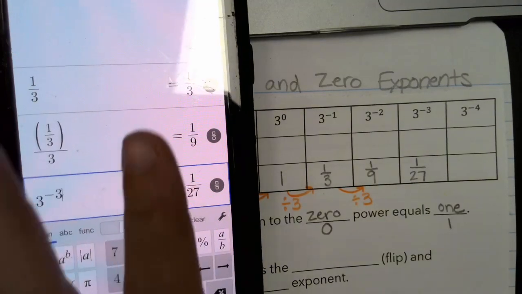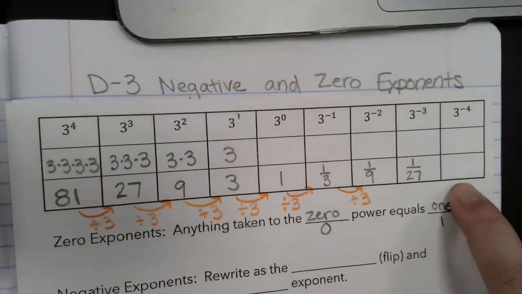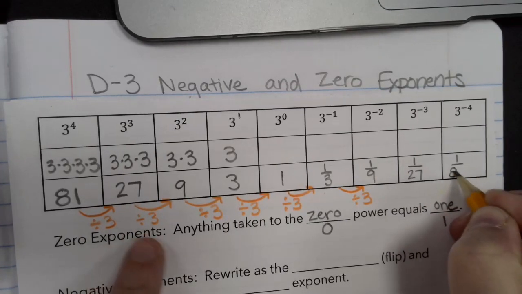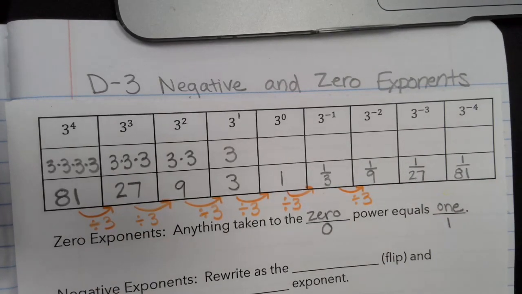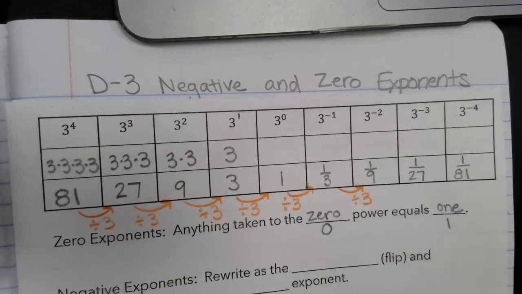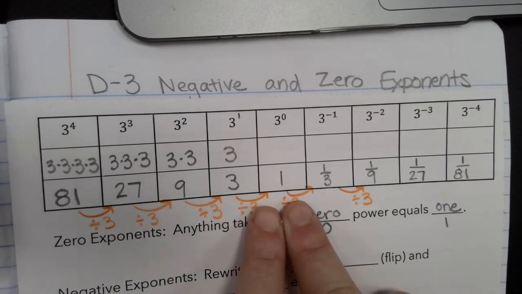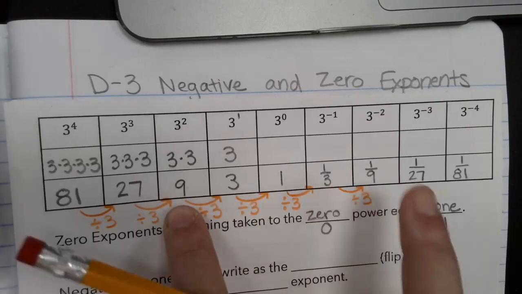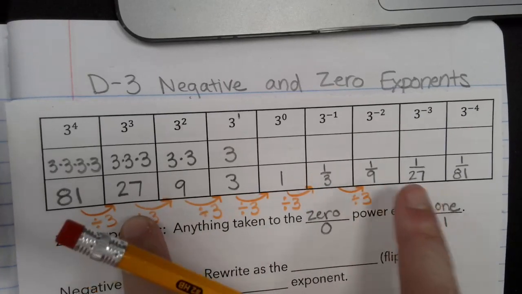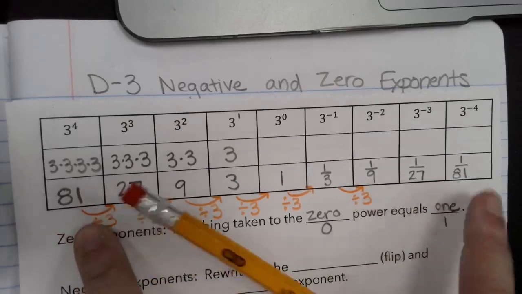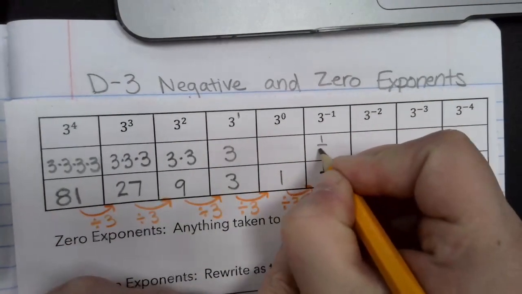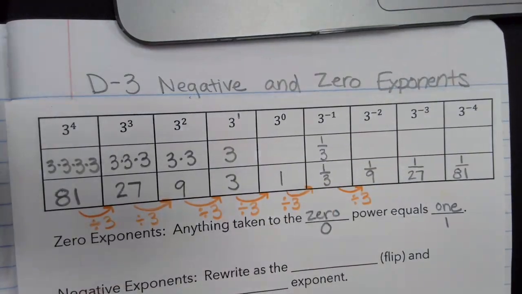Can anyone predict what this last one is going to be? 1/81. Good. How did you know? Because we're following the same pattern. Yeah, it's following this pattern from that 1 as I work my way out. It's like 3, 1/3, 9, 1/9, 27, 1/27, 81, 1/81. So this 1/3 is just 1/3. We have 1/3 on the bottom.